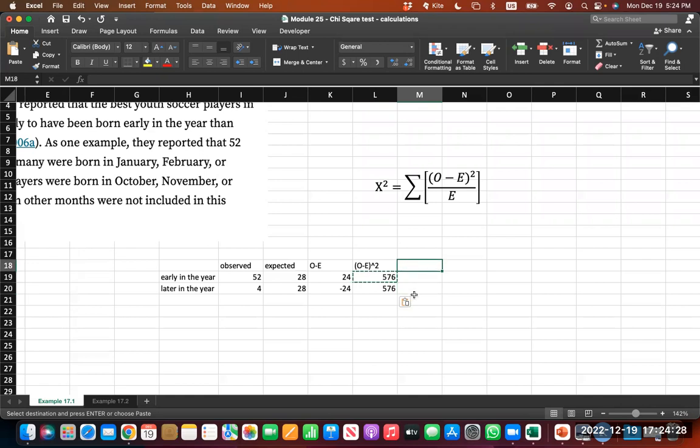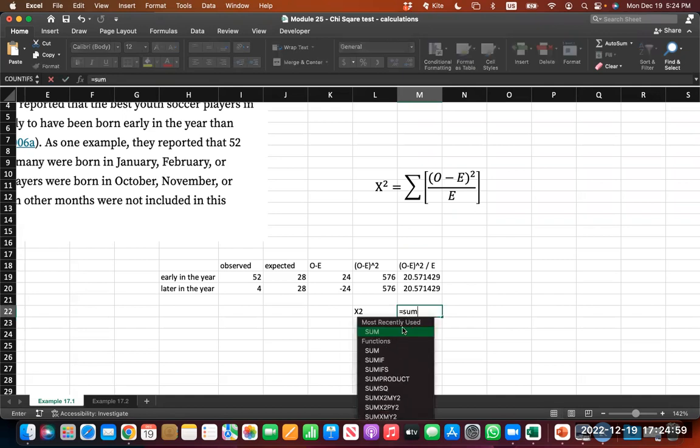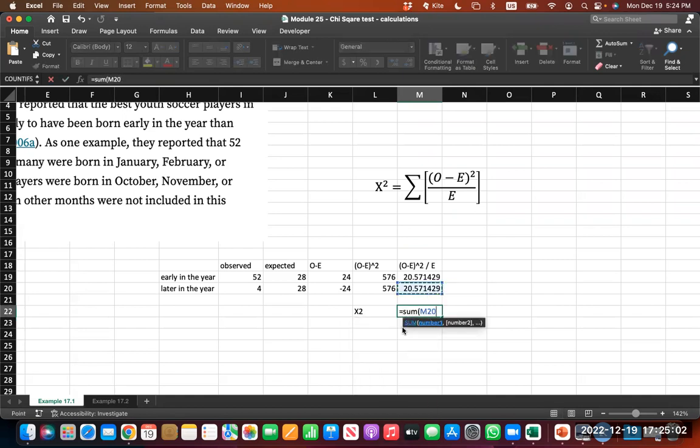But you need to first divide it by expected. So this is now observed minus expected squared, divided by E, which is this divided by expected. To compute this, our chi-squared here is basically the sum of these two. So our chi-squared here is 41.